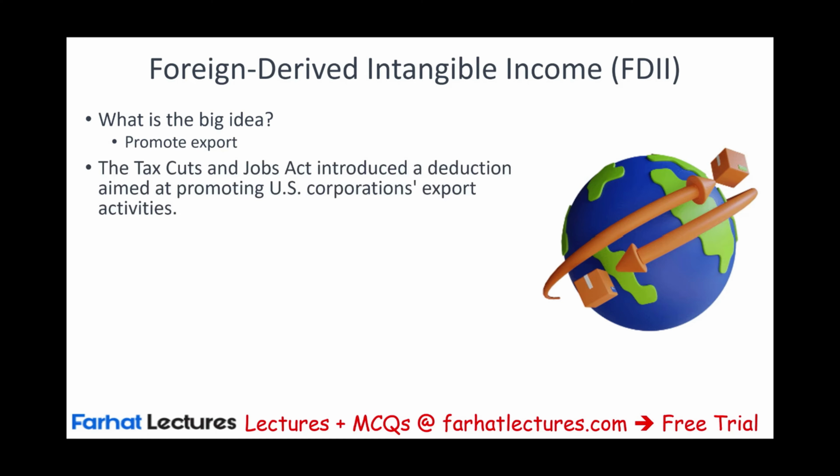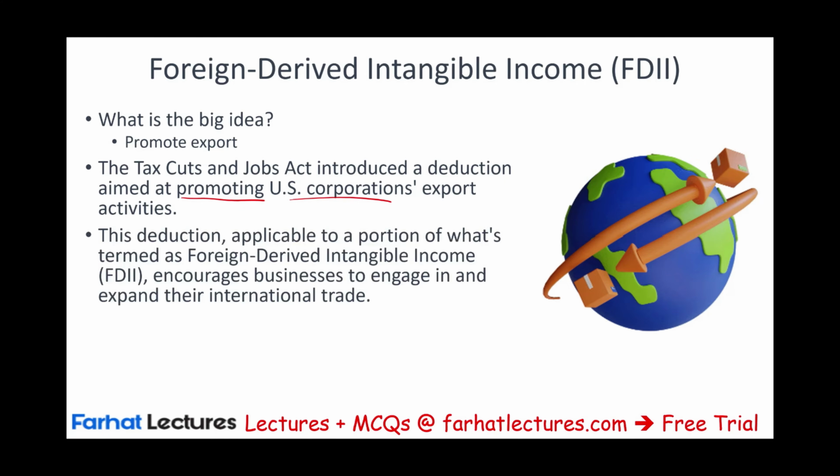The Tax Cuts and Jobs Act introduced a deduction aimed at encouraging U.S. corporation export activities. So what we do is we give a deduction to companies that engage in expanding international trade. We help them. How? We give them a deduction. What would a deduction do? A deduction would reduce your taxable income. It would reduce your taxes.